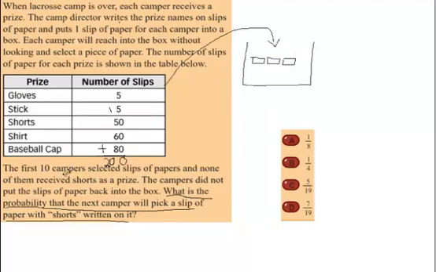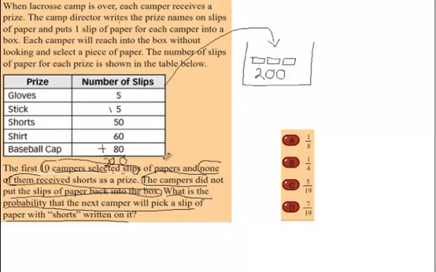So now, this is the fun part. The campers get to stick their hand in this box full of 200 slips and pick a prize. Everyone's a winner. The first 10 campers selected slips of paper, and none of them received shorts as a prize. The campers did not put the slips of paper back in the box. Well, this is really important stuff here. 10 campers selected slips. The campers did not put the slips back. That's important. And none of them received shorts as a prize.